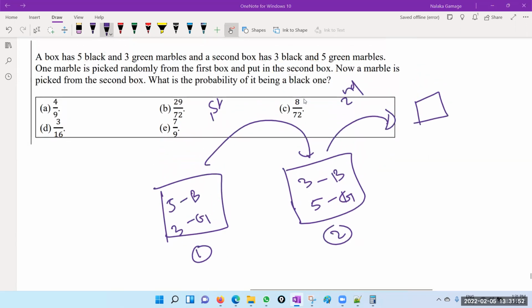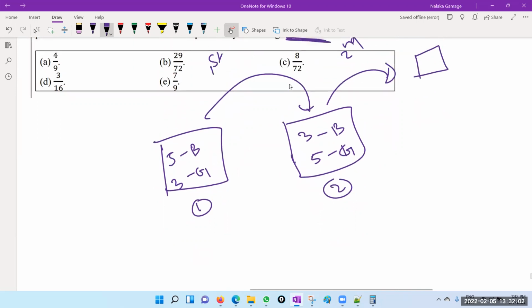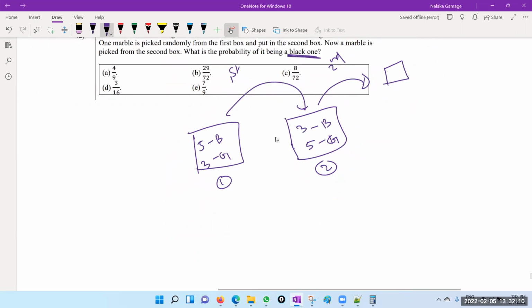And now let's see. So the question is, what is the probability of the second one being black? Right? Second one being black. Now there are some possibilities, right? So you can't just give an answer for these kinds of questions. So now first take, it can be black, it can be green. Okay, so what is the probability of the first one being black? 5 out of 8, say this is black, this is green.